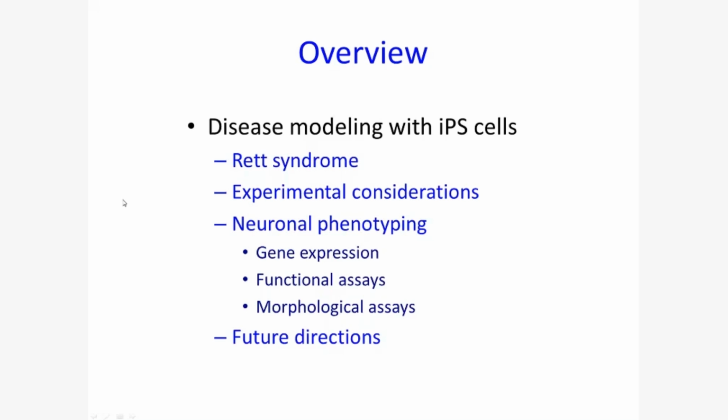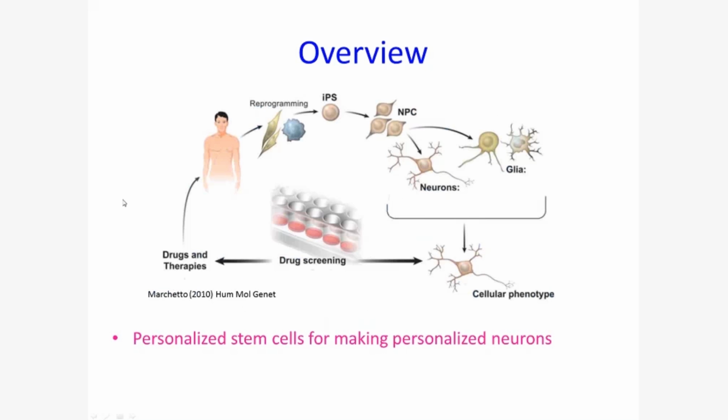So just a brief overview of what I'll be discussing here. First, I'll just introduce Rett syndrome and some of what we know about it and why we were interested in using this in order to begin our investigations of neurodevelopmental disorders. Second, a brief discussion of some of the experimental considerations when it comes to planning and implementing a study aimed at identifying neuronal phenotypes using iPS cells, and then a discussion of some of the phenotypes that our groups and other groups have used in order to learn more about Rett syndrome.